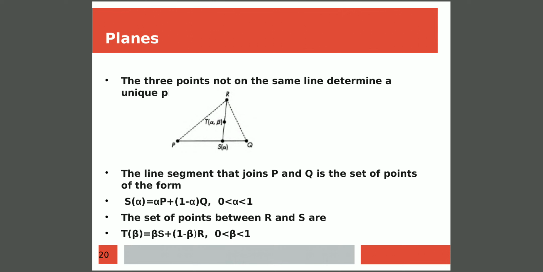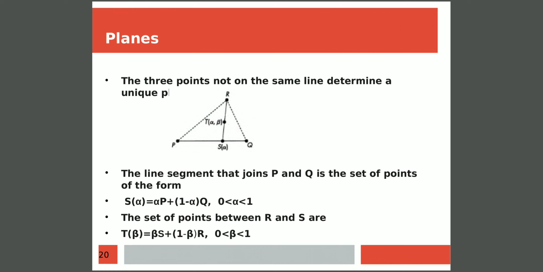When we consider an edge of the plane, that is PQ, the set of points existing on the line segment PQ will be represented as S of alpha equal to alpha P plus 1 minus alpha into Q. This kind of representation is a scalar representation of a point. Now we'll consider a random point on the line segment PQ. We'll call it S.